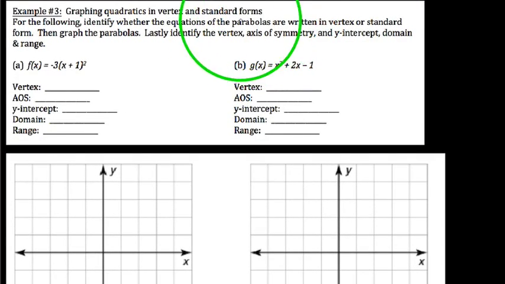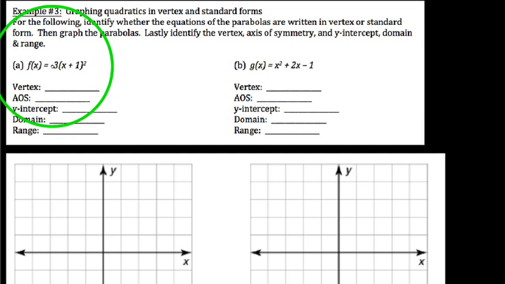In this video, I'm going to graph a couple of quadratic equations written either in vertex or standard form. And the things we want to do here are identify vertices, axes of symmetry, y-intercepts, also domain and range, using what we know about both forms. So I'm going to start over here with letter A.